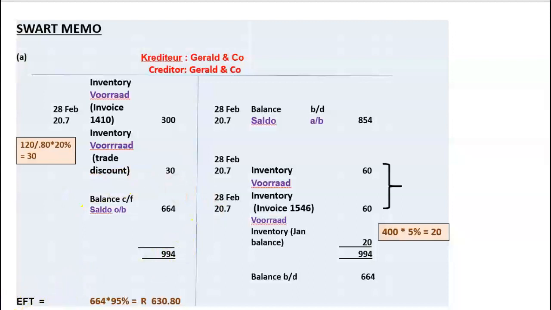It wants us to say how much is the EFT going to be equal to. The EFT is going to be equal to 95%. They're going to utilize the 5% settlement discount because this time they're going to pay in time. So 664 times 95%, they will pay over to Gerald & Company 630 Rand and 80 cents.